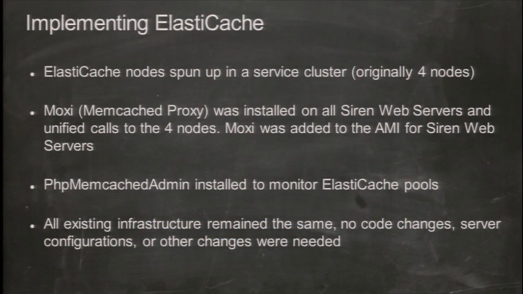So what did it take? Really, we spun up a cluster of 4 nodes. We installed Moxie as a client on all of our application servers. Basically all we did was modify our custom AMI to have Moxie be part of it, and pointed Moxie to the ElastiCache nodes. We installed PHP Memcached Admin, and we had it installed for our Memcached installs, but we just pointed to the ElastiCache nodes, and it worked exactly the same. And other than that, there was really nothing to do.